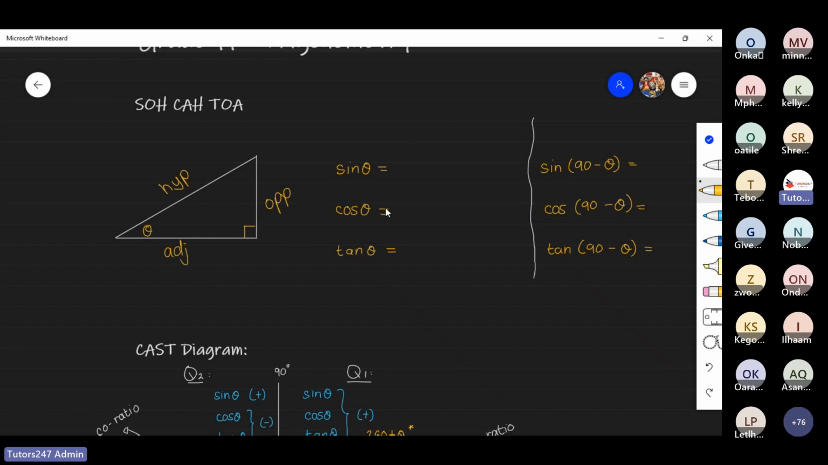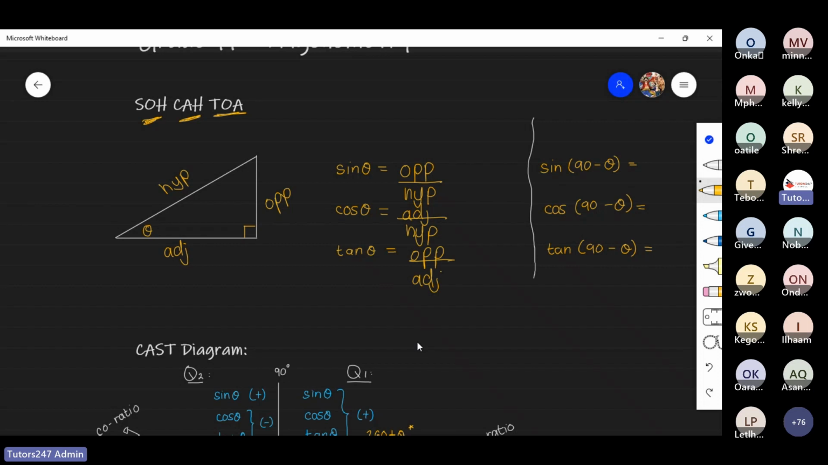So always remember that sine from SOH CAH TOA, SOH, meaning opposite over hypotenuse. Our cos, CAH, which is adjacent over hypotenuse. And TOA, T for tan, O for opposite, and A for adjacent.